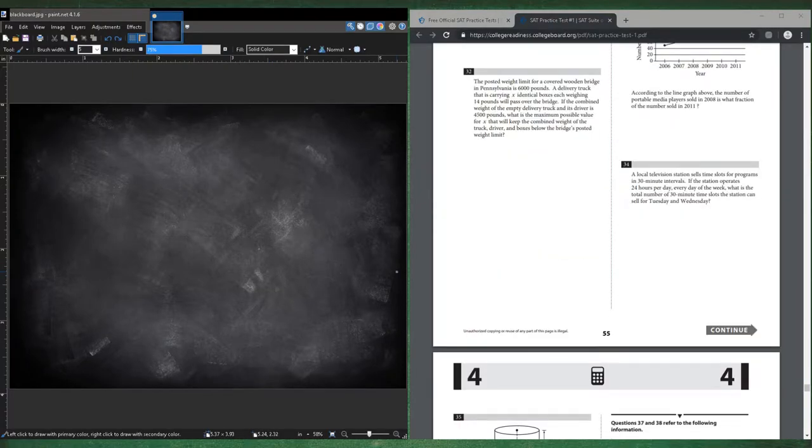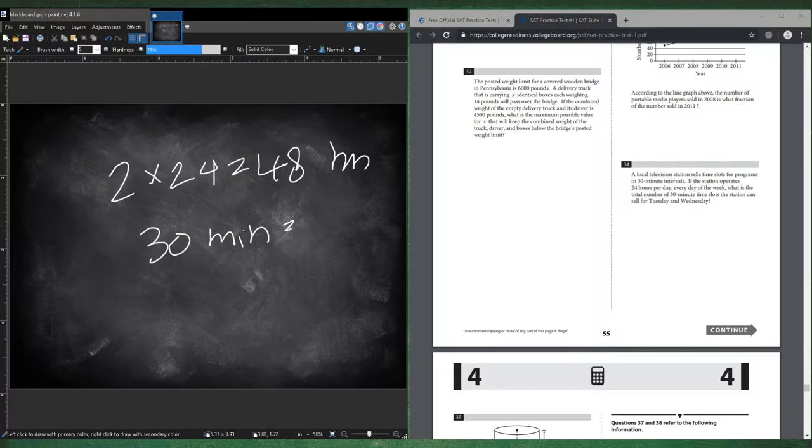Question 34. A local television station sells time slots for programs in 30 minute intervals. The station operates 24 hours per day, every day of the week. What's the total number of 30-minute interval slots the station could sell for Tuesday and Wednesday? So Tuesday and Wednesday is 2 days, and each day is 24 hours. So 2 times 24 is 48 hours. And you have 30-minute intervals, which is just half an hour.